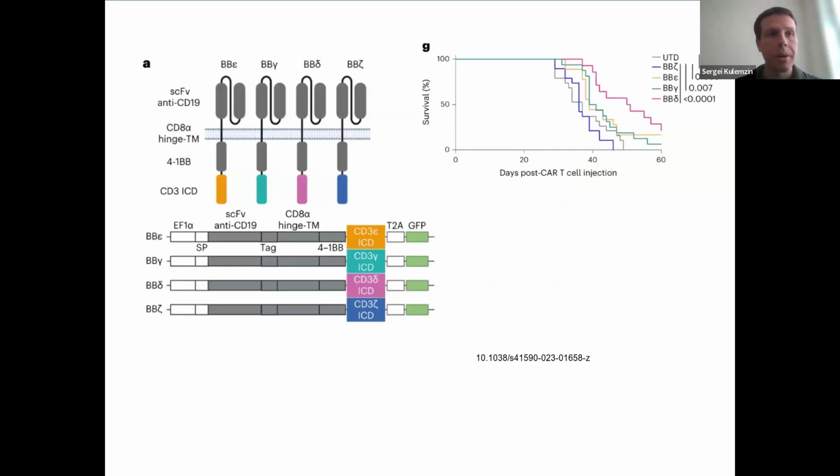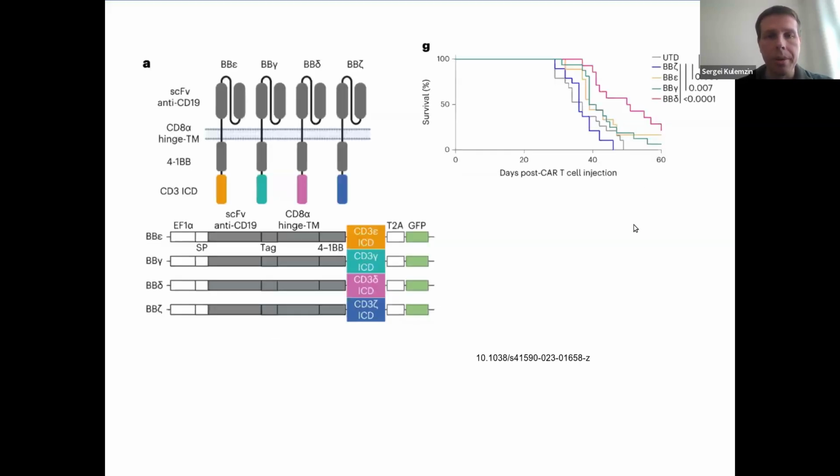There is another interesting paper that took a deep look at which CD3 subunit could be better for CAR T cell design. And we see here that our typical CD3 zeta subunit is by all means not the best choice to make a chimeric antigen receptor. It will result not in the best tumor purge compared to other CD3 subunits.